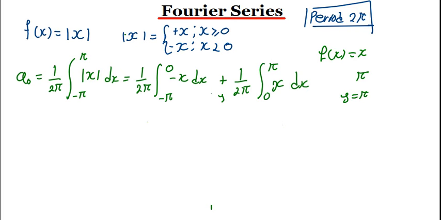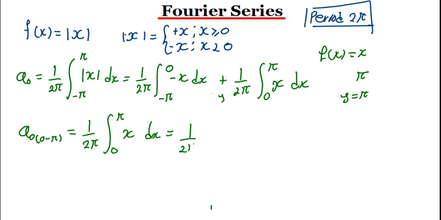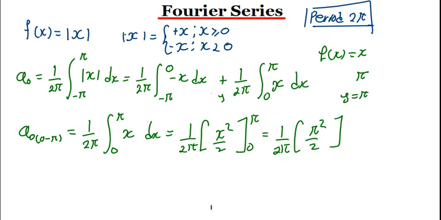So since that starts from 0 to pi, we're just going to say a naught, remember I'm talking about from 0 to pi, is equal to 1 over 2 pi from 0 to pi of x dx. This is equal to pi over 2 pi. Then when you integrate this one, this is going to give you x squared over 2. Then you evaluate from 0 to pi. This is going to be 1 over 2 pi, then when you substitute, that's going to be pi squared over 2. Okay? So this is going to be something like pi over 4.